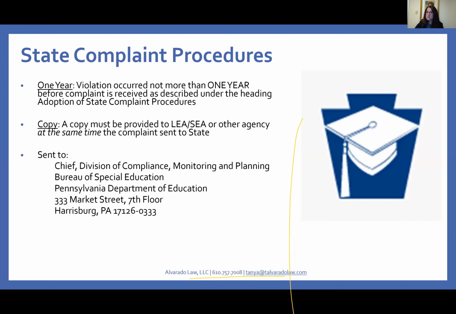It's also in your procedural safeguards notice. The address of where to contact and where to file these complaints are right in your procedural safeguards notice. They're right on my slideshow here too.